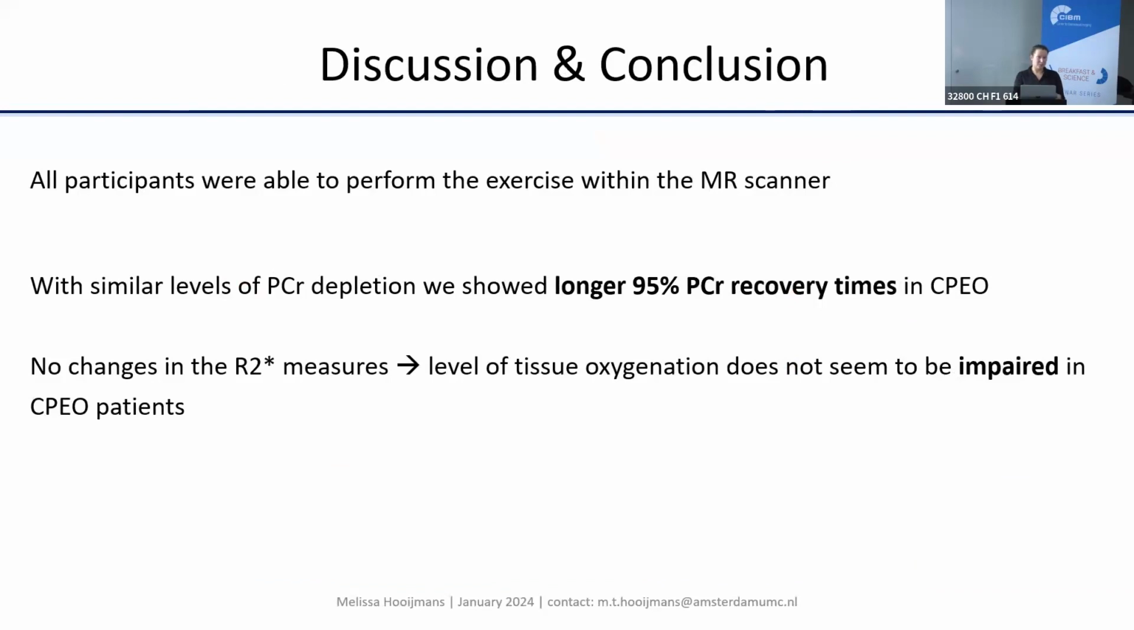So overall, all participants, also the other patient populations, were able to perform the exercise study with this leg cycling platform. And specifically for the CPEO patients and the healthy controls, we saw a similar level of PCr depletion, indicating that they had a similar level of exercise done in the MR scanner. And then with recovery, the CPEO patients ended up with a longer recovery time, indicating that there's something going on with the mitochondria in the skeletal muscle. And we didn't see any changes in R2 star measures. So overall, we were quite happy.